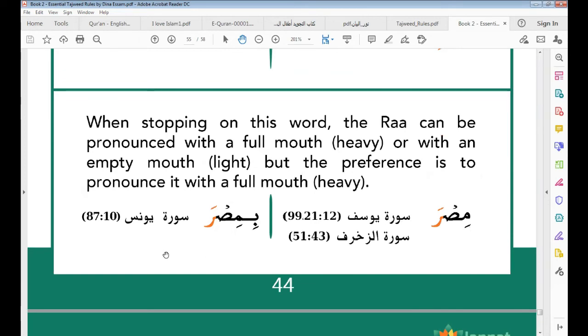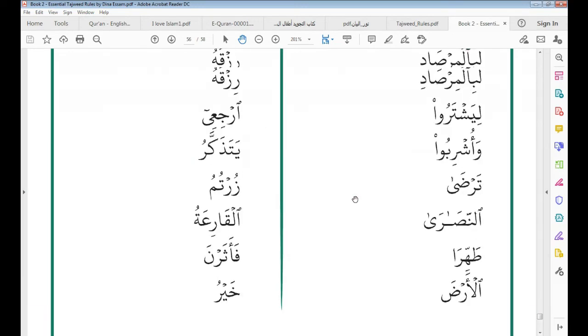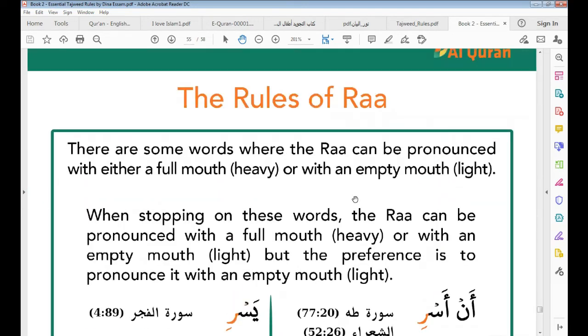مصر, بمصر. Both of them are the same word, but this one starts with ba. مصر or بمصر, and that's it. Do you have any questions about them? Can you understand?